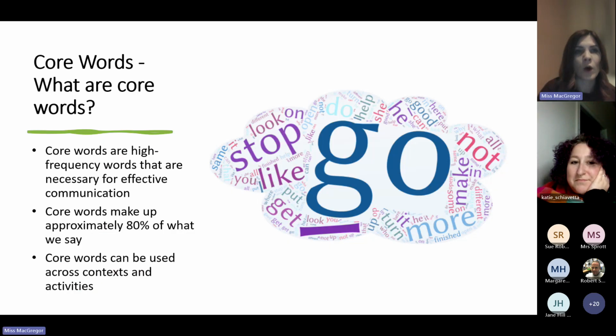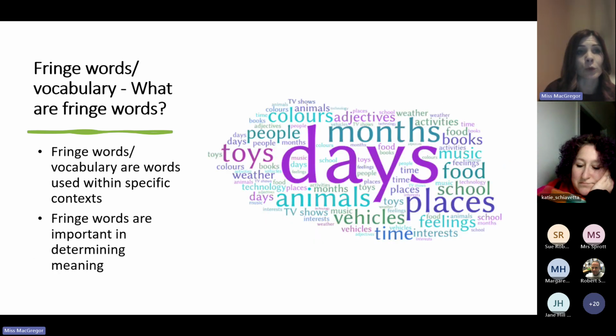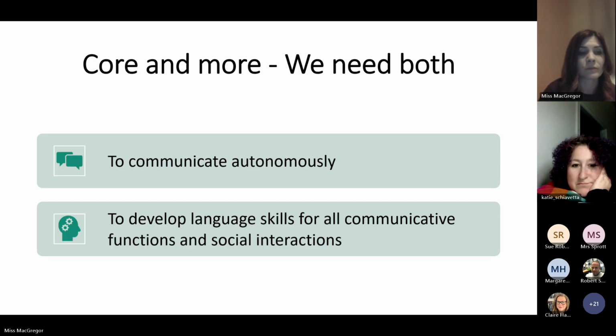So first of all, what are core words? They are the high frequency words that make up around 80% of what we say, and they can be used across context and activities, so they're flexible and highly important. Fringe words or vocabulary are the ones that are used within specific contexts, and they're really important in determining meaning. They communicate autonomously and naturally. For all communicative functions across all contexts, we need both.